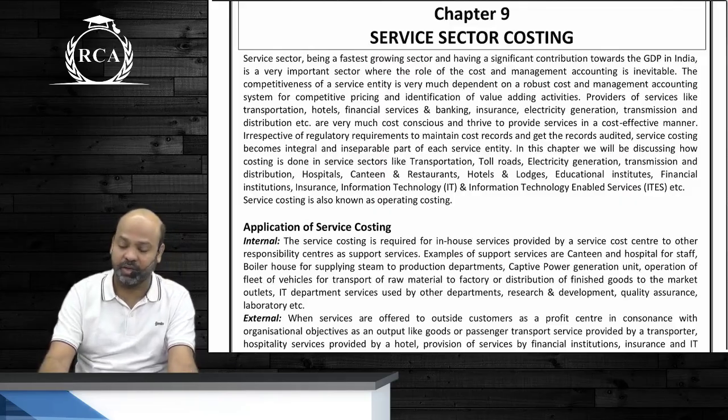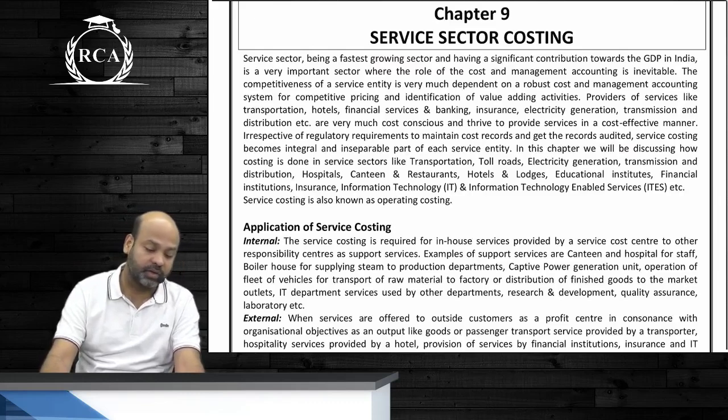Service sector costing guys, the next chapter, operating costing. Is anyone still doing the previous one?